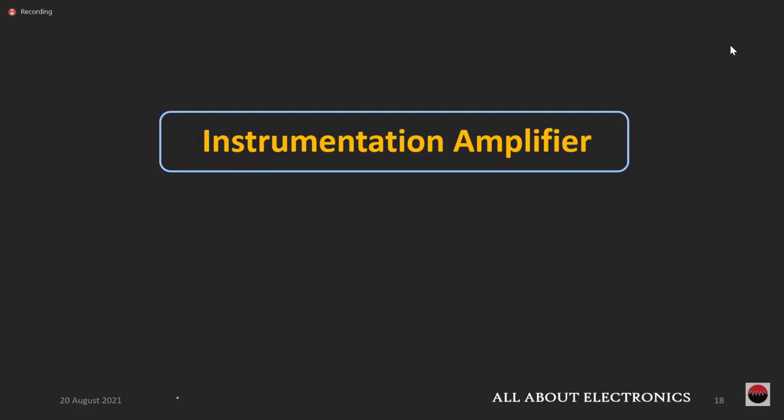Next topic, students, instrumentation amplifier. It is a device. Instrumentation amplifier is a device which can be prepared by using operational amplifier. Operational amplifier is an IC.